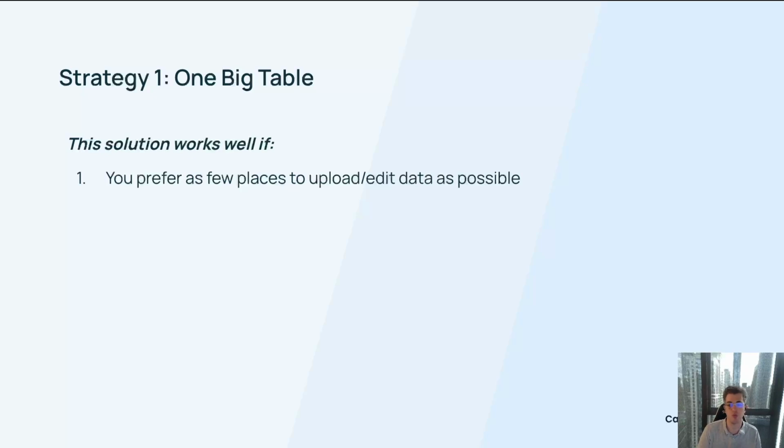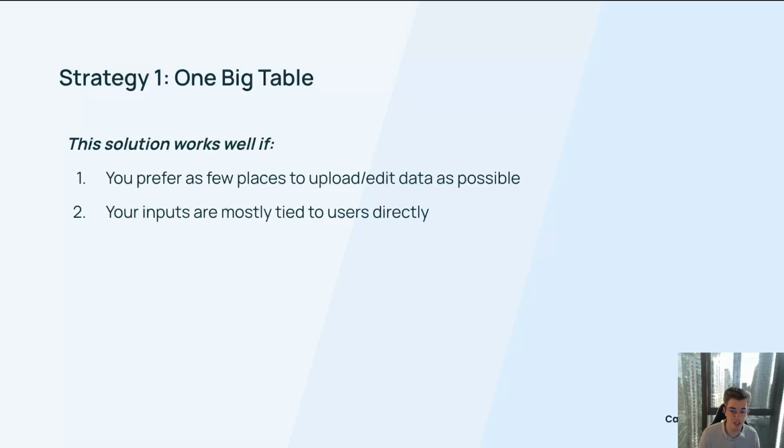This particular solution will work well if you prefer as few places to upload or edit data as possible. If you in the past have had to go to 5, 10 different places to upload different data for different teams, and that's been just taxing and difficult, then a one big table scenario will help solve that pain point. This also works well if your inputs are mostly tied to users directly, rather than something else about the users.